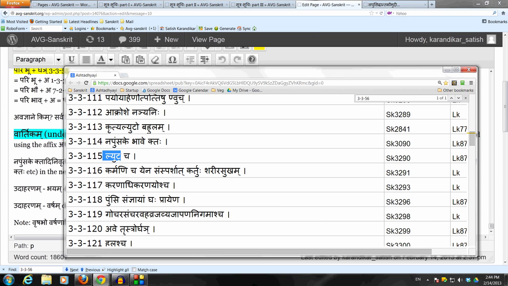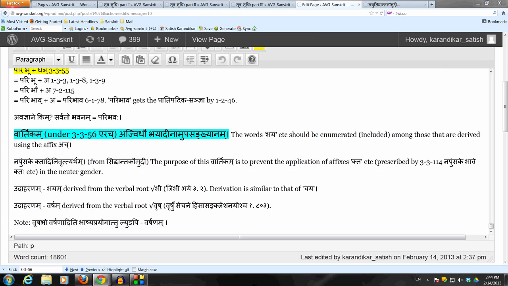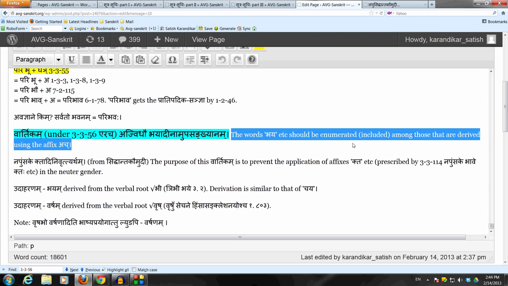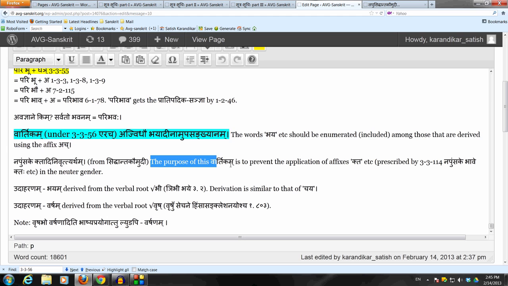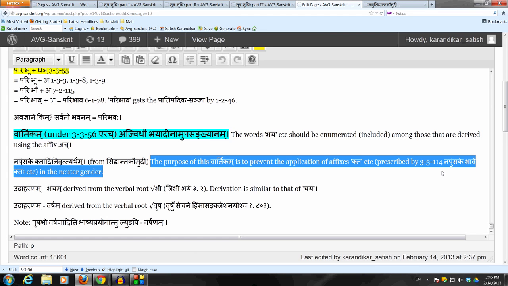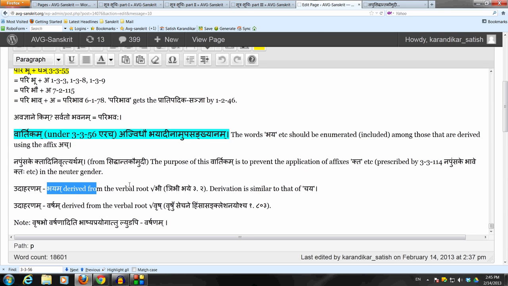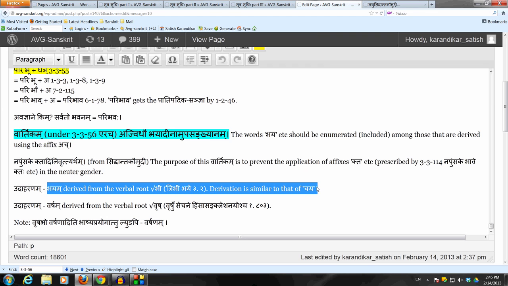What this Vartikam now says is that the affix ach should be used to derive words such as bhaya, and in these cases the affixes kta and lyut should not be used, even though this word bhaya is used in the neuter gender. The example here is bhayam, derived from the verbal root bhi, which is bhi bhaye, of the jyotyadi gana. Derivation of this is similar to that of chaya, which we did earlier.